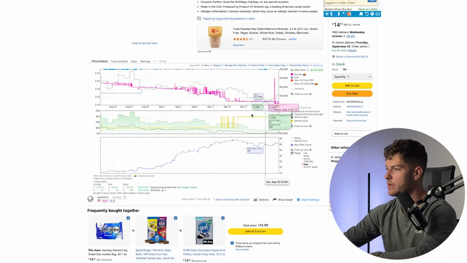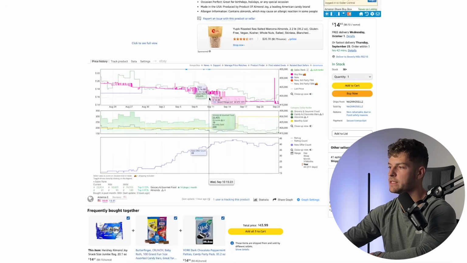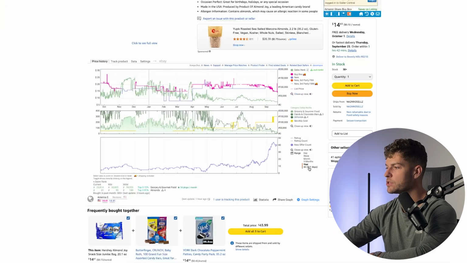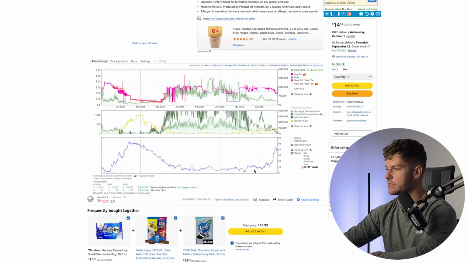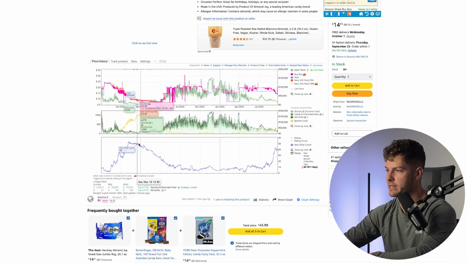And then of course, offer count always indicates price tanking. Whenever the offers go up, price comes down. So what does that tell us? Well, that tells us a couple things. It tells us that when the offers go up, price comes down. That means the inverse is correct. When the offers go down, the price goes up.